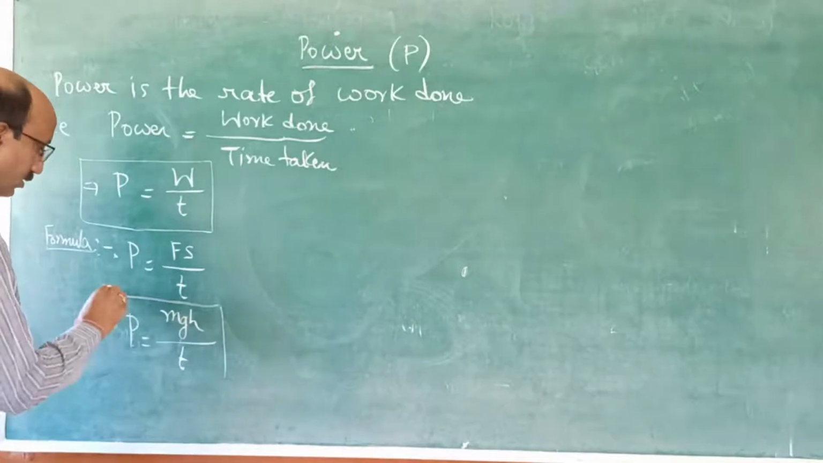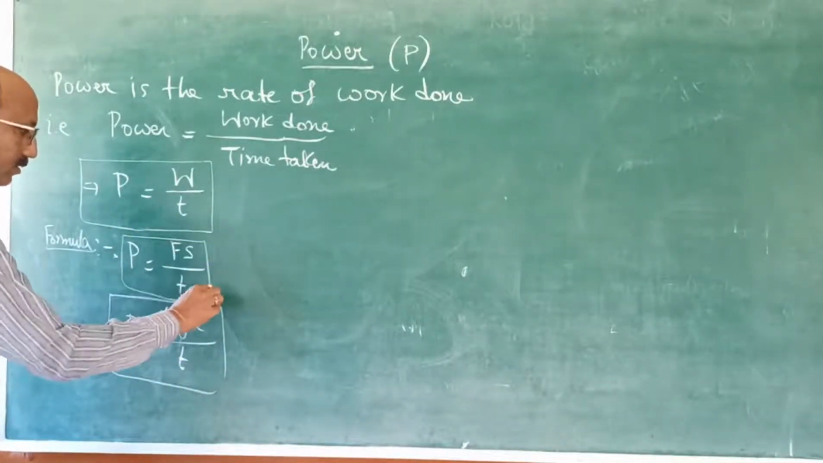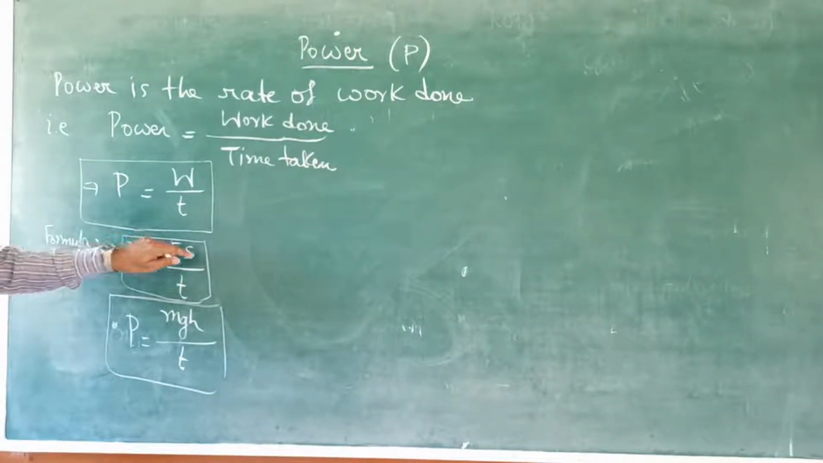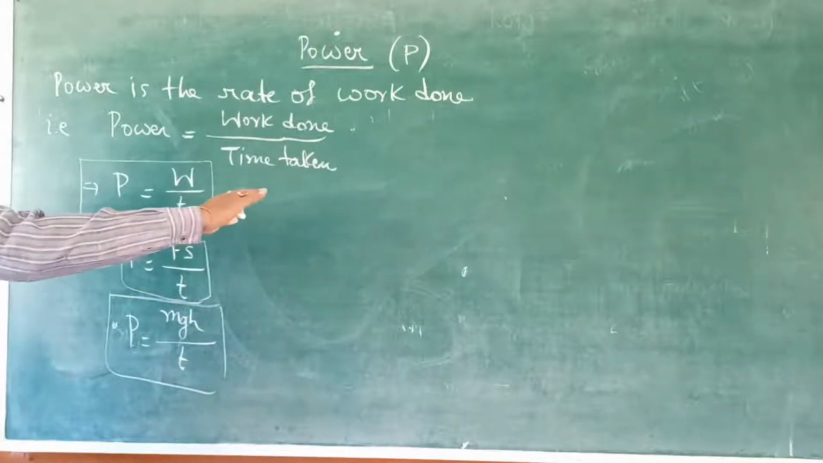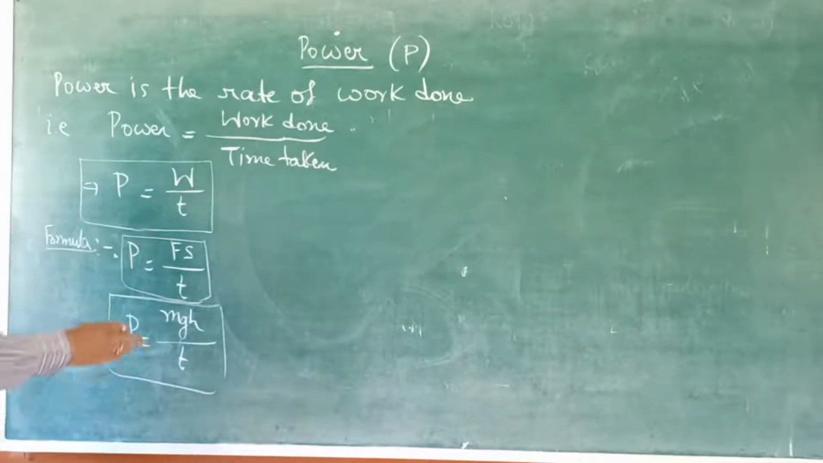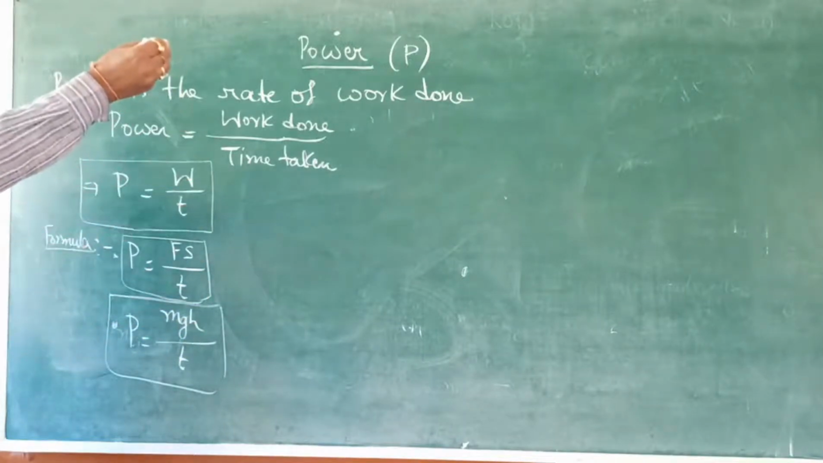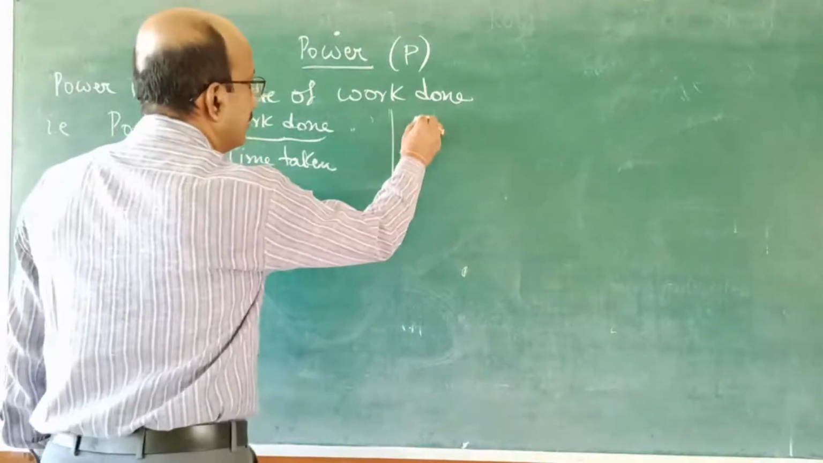So this formula P equals Fs by T, force into displacement, is the formula of work done when anything moves in a straight path, and the work done formula is mgh whenever we lift anything above the ground. Clear? Now what is the SI unit?